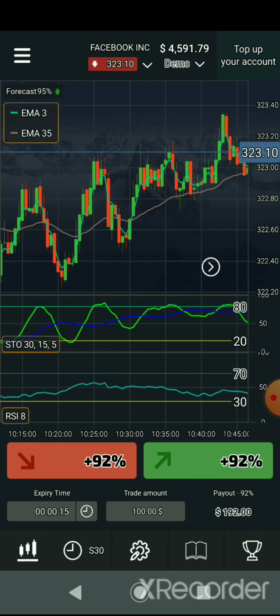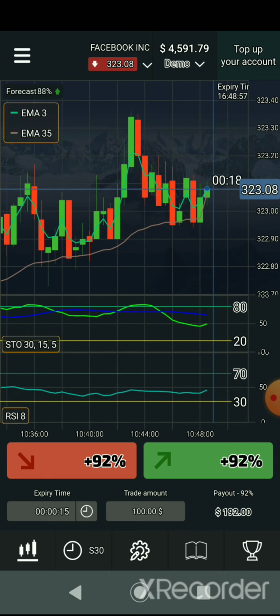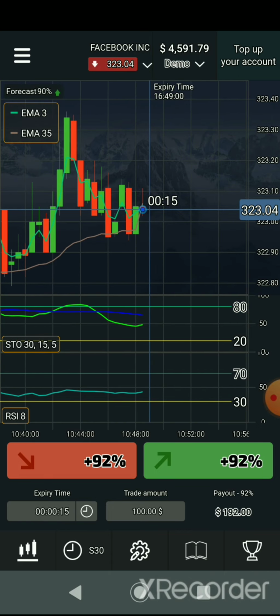First thing I noticed, again, we're in an uptrend. Okay, I see that it's pushing up. It's pushing up.